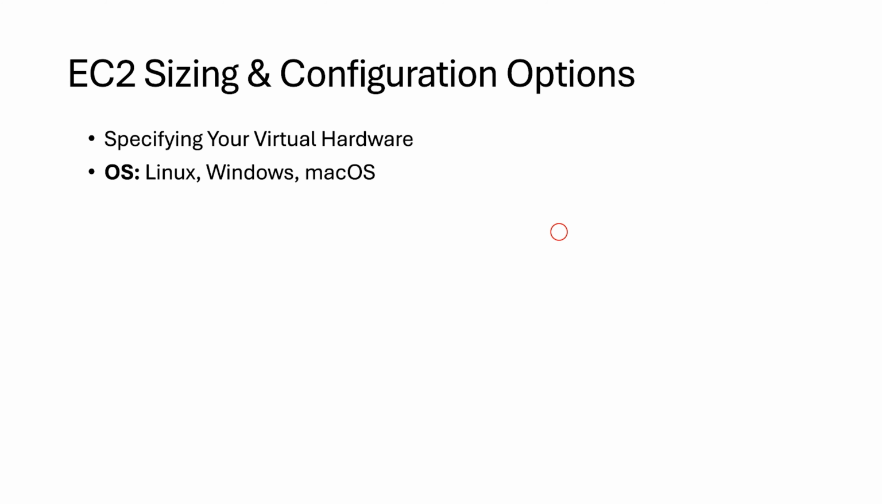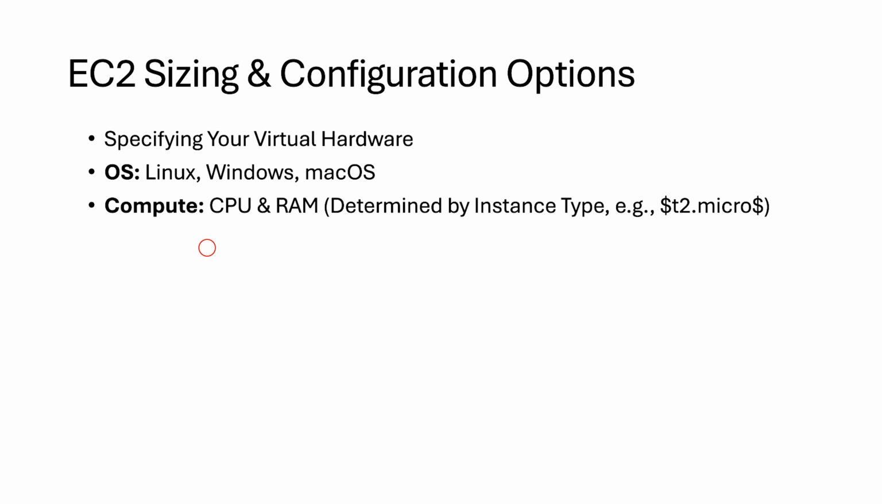And this could be various flavors of Linux like Amazon Linux or Ubuntu, Windows, and even macOS instances. So whatever OS you want for your particular computer, you can select for your EC2 instance. You can select among these operating systems.